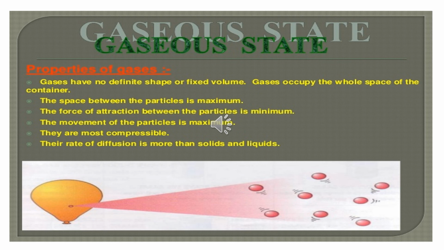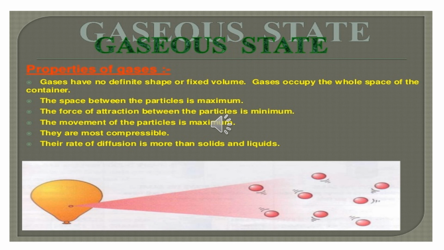The third state of matter is the gaseous state. Let us now study the properties of gases. The first property of gases is that gases do not have fixed shape or volume. They take up the space of the container available to them.